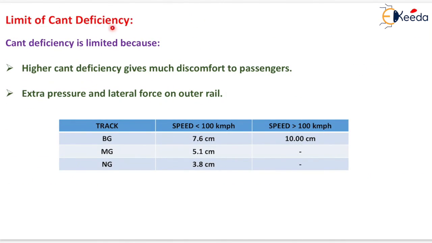Now limit of cant deficiency. Cant deficiency is limited because higher cant deficiency gives much discomfort to passengers and extra pressure and lateral force on the outer rail. Now in the first column of this table, track is shown. In the second column, speed less than 100 km per hour, and in the third column, speed greater than 100 km per hour is shown. Now for broad gauge, cant deficiency is limited to 7.6 cm when the speed is less than 100 km per hour and 10 cm when speed is greater than 100 km per hour. Similarly for meter gauge and narrow gauge is shown here.